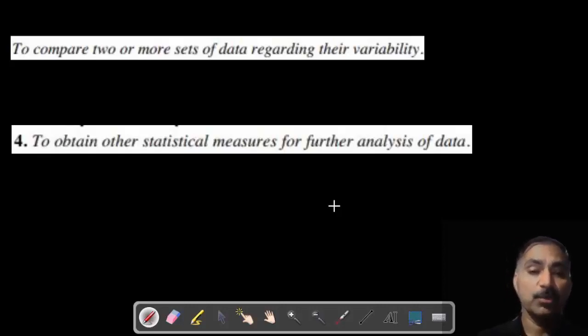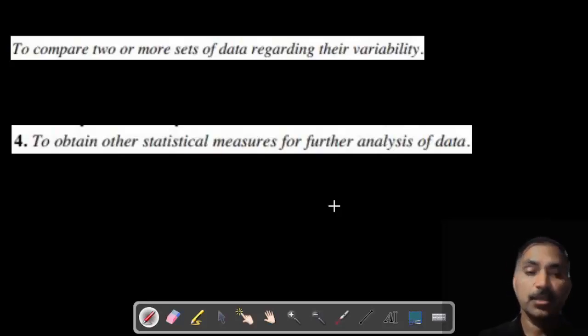So whenever we have to compare two data sets, what to do? We will be calculating mean and we will be calculating variance. Then we will be using the formula that is the coefficient of variation, and then we will come to know which one is having more variation, which one is having less variation. Always remember, the less variation gives the more variability.